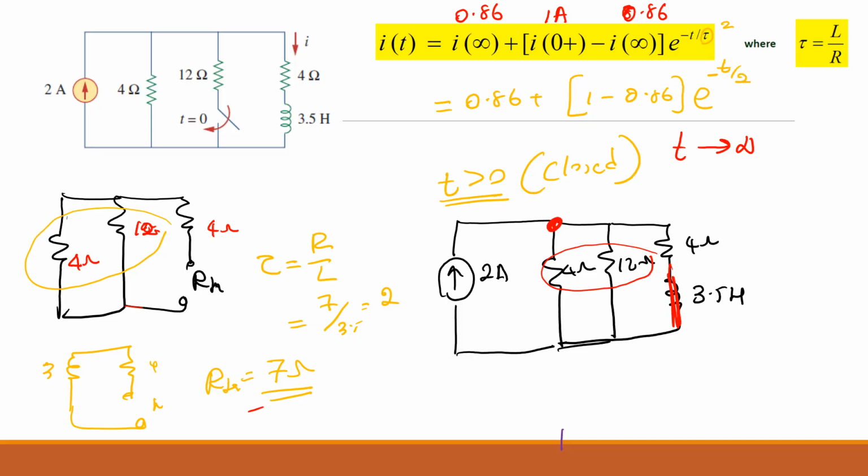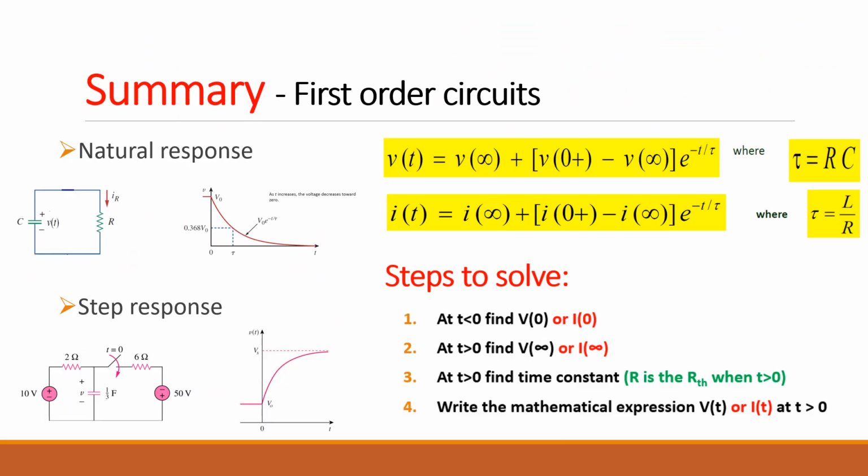Okay, so we need to wind up the class because there is another class. But we are going to do more questions on Thursday. And I hope you understood this. Summary in one slide. If you understood this one, that should be more than enough. You have the equations, you just need to know the steps. That's it. Do you guys have any questions? Yes. Okay.